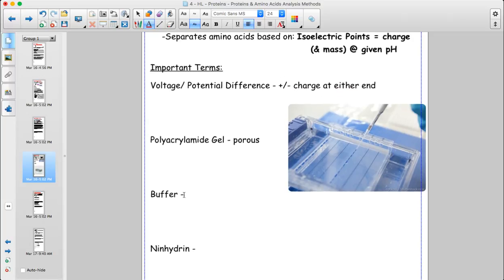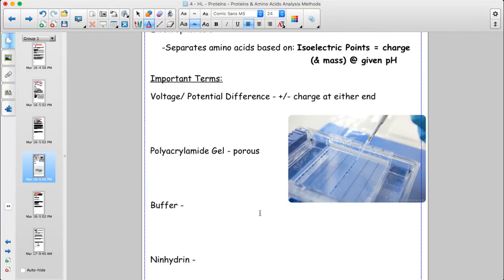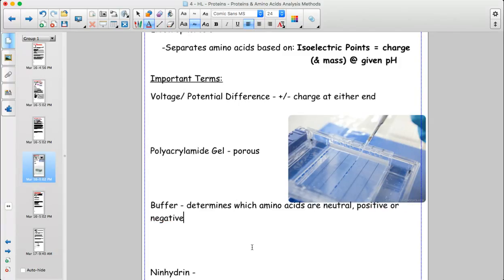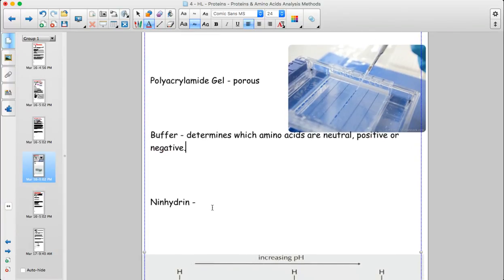You always have to run these with a particular buffer. So it's kind of soaked in a buffer solution. Remember that the exact pH value at which you have an amino acid will make it overall be either positively charged, negatively charged, or the overall neutral Zwitterion form. So the buffer is going to determine which amino acids are neutral, positive, or negative. And again, we're going to use the same ninhydrin dye to help visualize the different amino acids as they migrate.